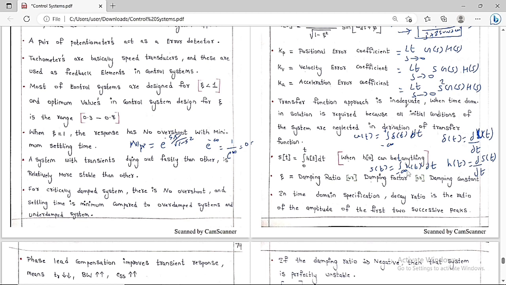Zeta equal to 0 means an undamped system. Zeta lying from 0 to 1 is called the underdamped system, whereas zeta equal to 1 is called the critically damped system.